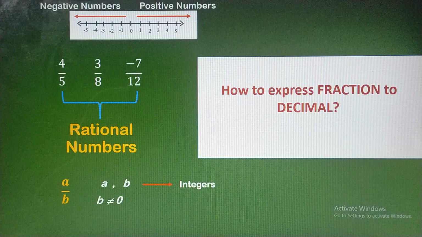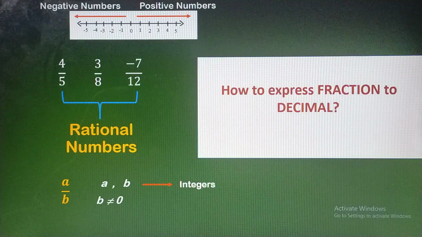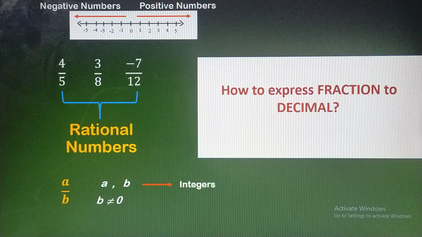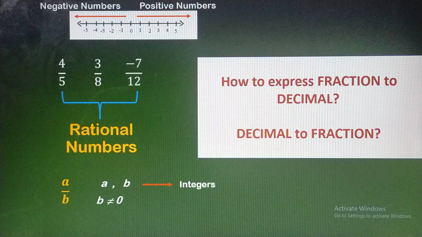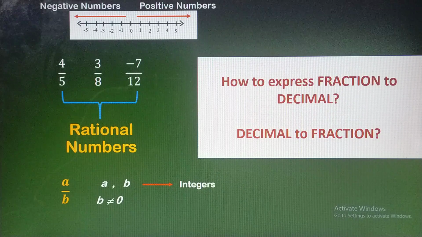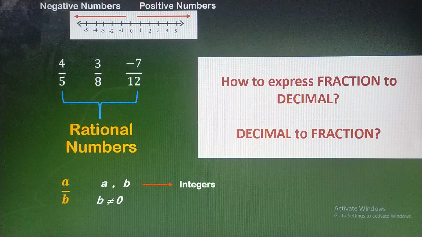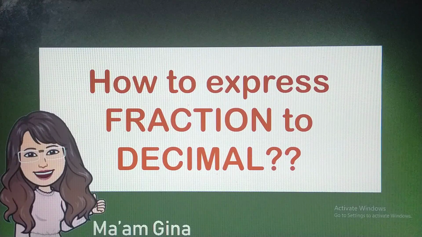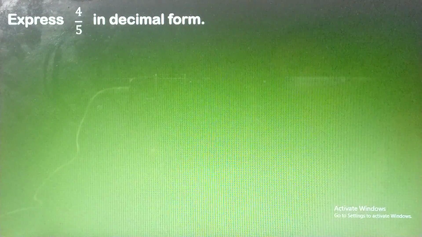Okay, so let us proceed about this lesson. Paano natin i-express or how can we convert fraction to decimal? Mula sa fraction, gagawin natin siyang decimal. And another thing, paano natin gagawing fraction yung decimal naman? So, vice versa. Fraction to decimal and decimal to fraction. Okay, so how to express fraction to decimal? Let us have an example.